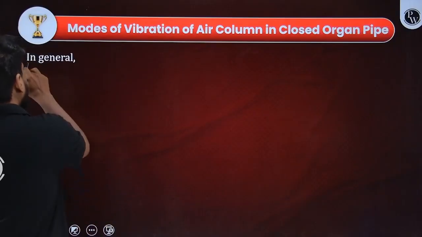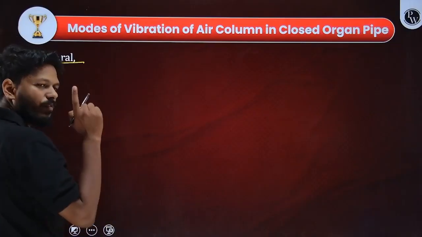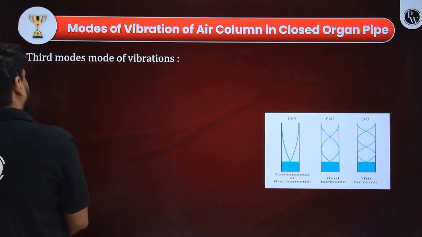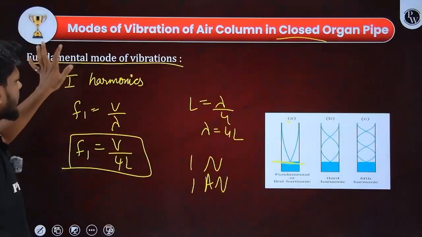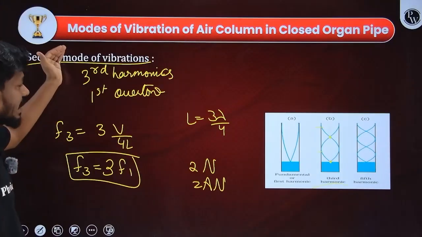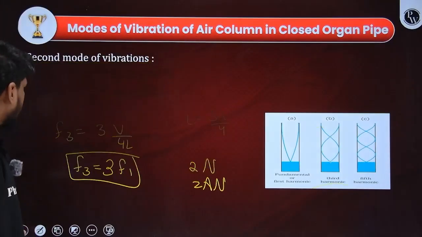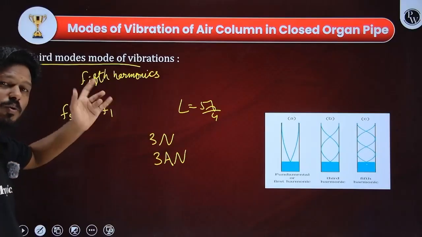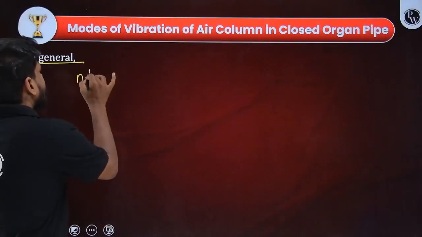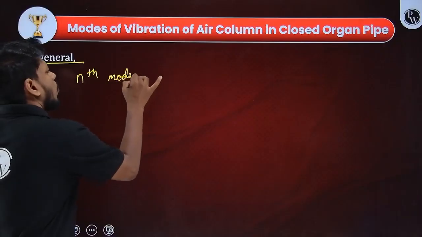For nth harmonics. My first one was first harmonic. But my second one was third harmonic. My third one was fifth harmonic. So only odd numbers are coming, sir. So my nth one will be nth mode of vibration.